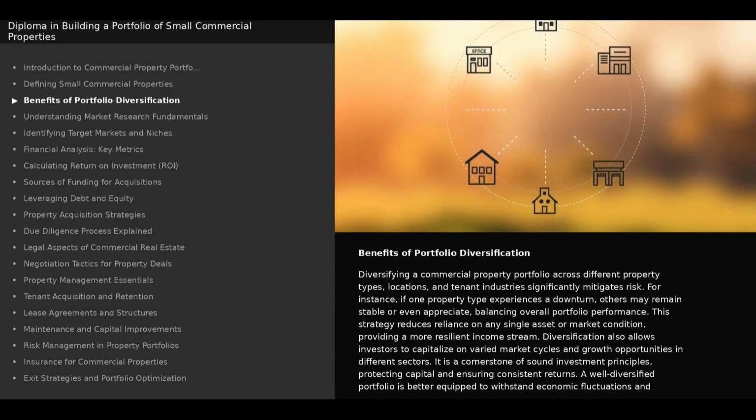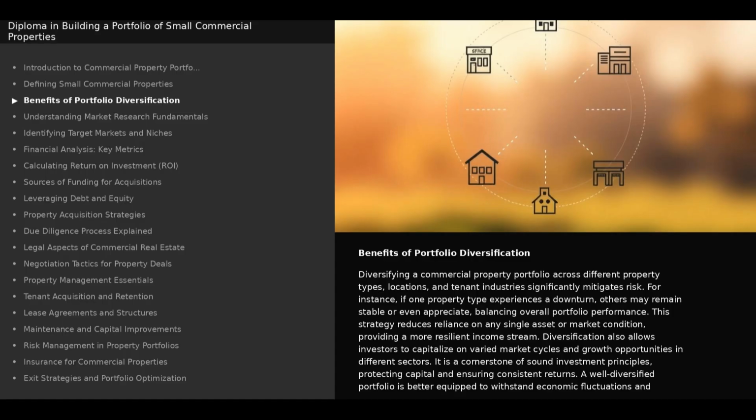Benefits of portfolio diversification. Diversifying a commercial property portfolio across different property types, locations, and tenant industries significantly mitigates risk. For instance, if one property type experiences a downturn, others may remain stable or even appreciate, balancing overall portfolio performance. This strategy reduces reliance on any single asset or market condition, providing a more resilient income stream.